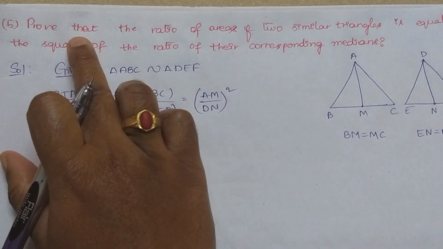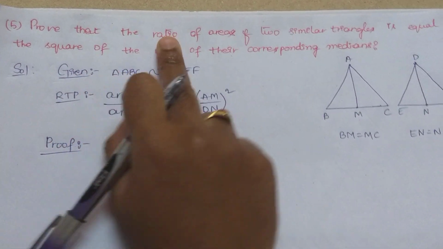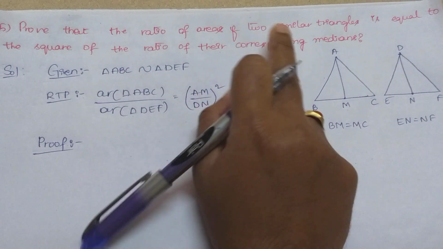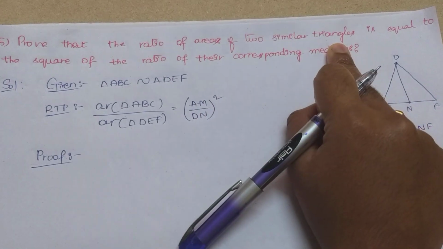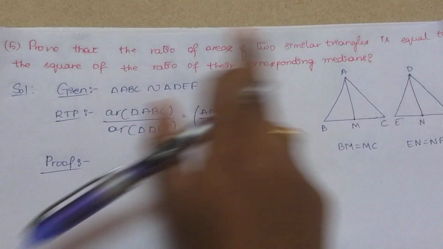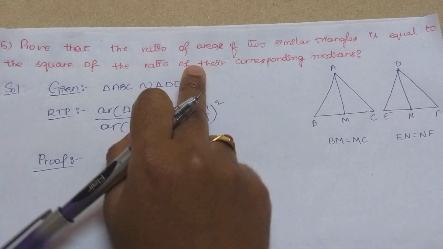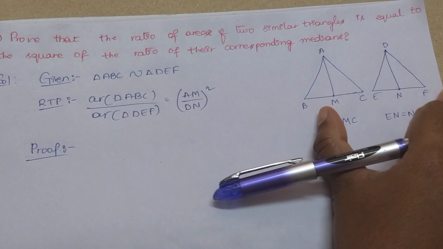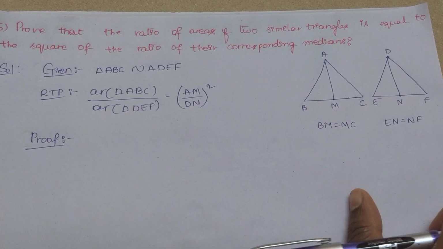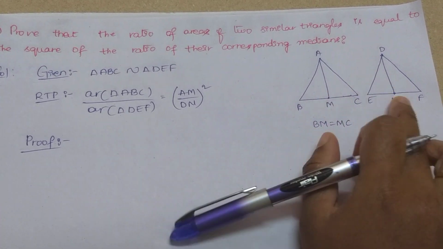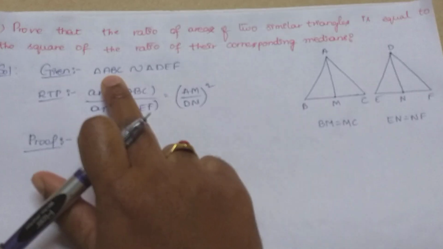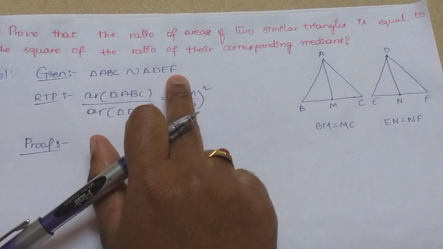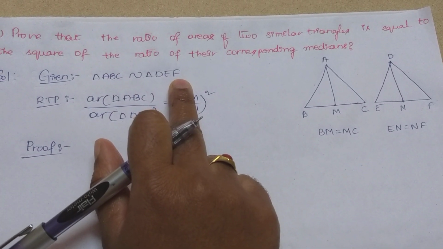Hello friends, let's solve question number 5. Prove that the ratio of areas of two similar triangles is equal to the square of the ratio of their corresponding medians. For this I have drawn two triangles, triangle ABC and triangle DEF. They told that the two triangles are similar. It means triangle ABC is similar to triangle DEF. So what needs to be proved?